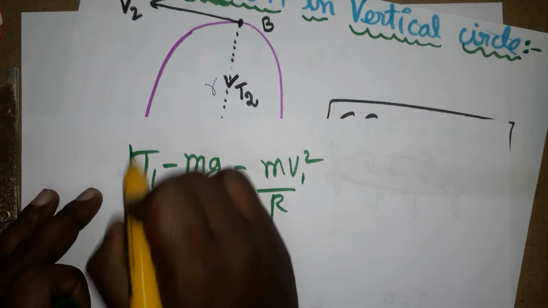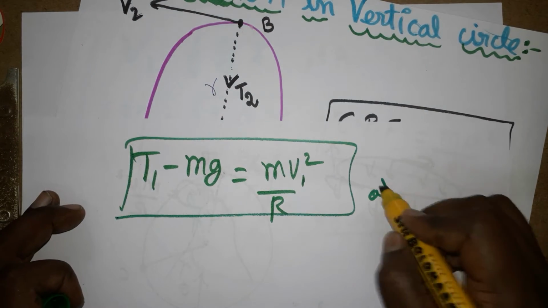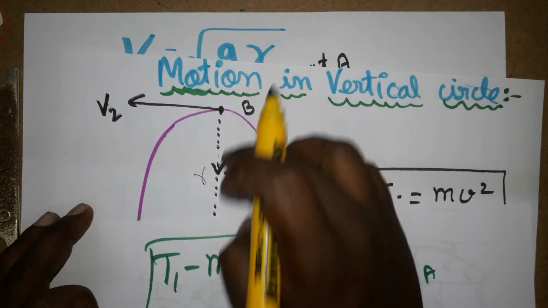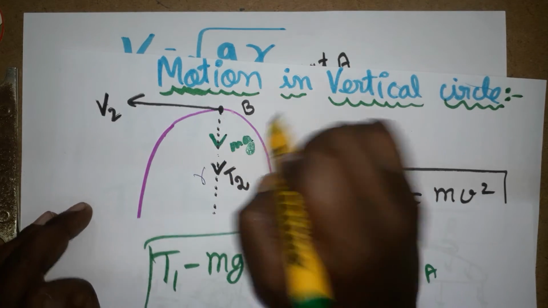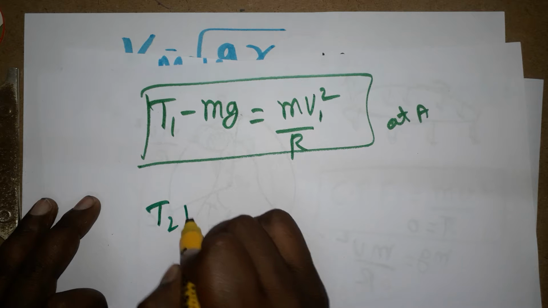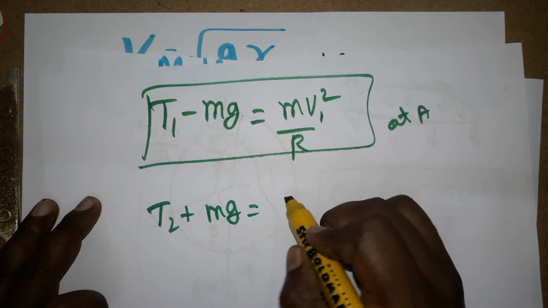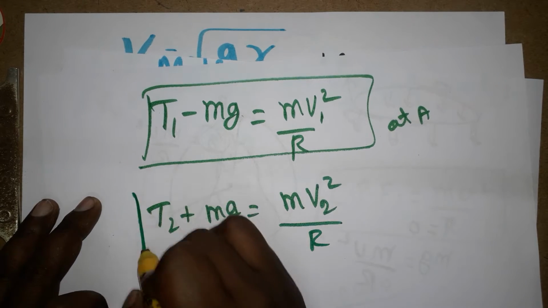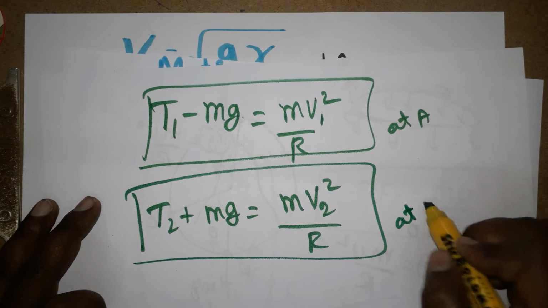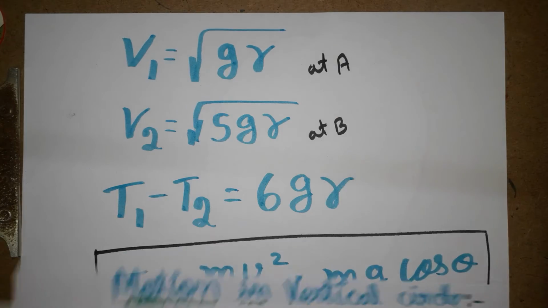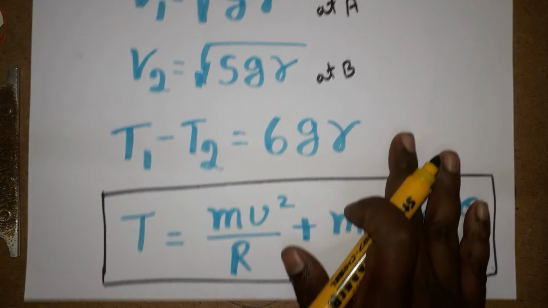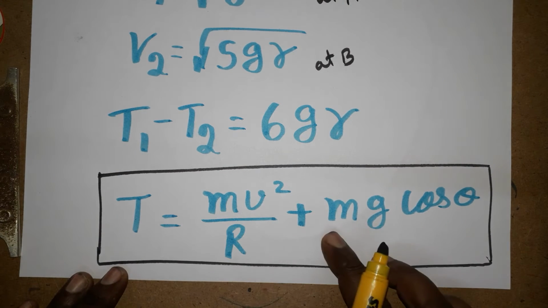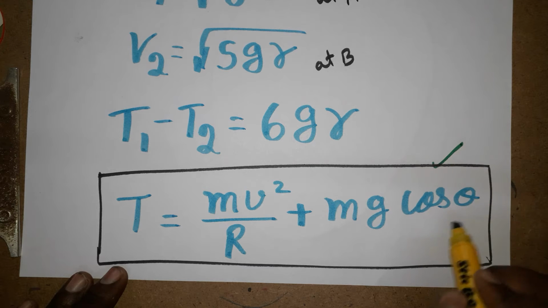For the point at A, you can learn with another method also. At B, T will be towards the center, mg will be towards the center, so T2 plus mg is equal to centripetal force mv2 square divided by r, at the point of B. So, from this we got the general equation: T is equal to mv square divided by r plus mg cos theta. This is the equation when theta is 0 degree at the point of A, and when theta is 180 degree at the point of B.